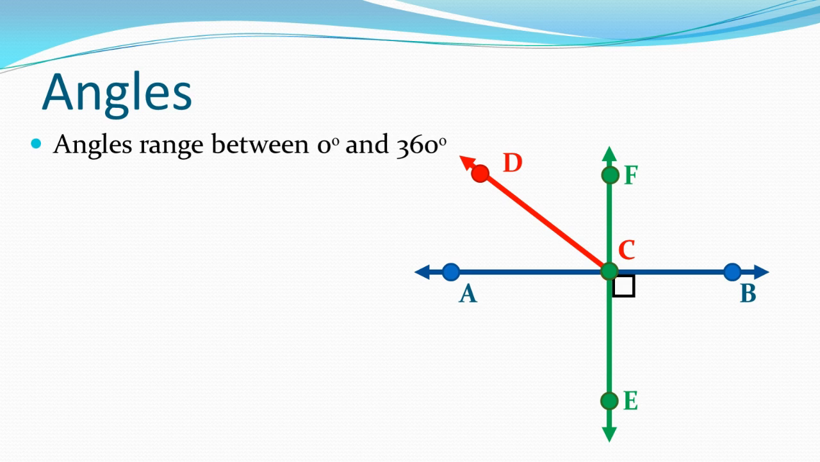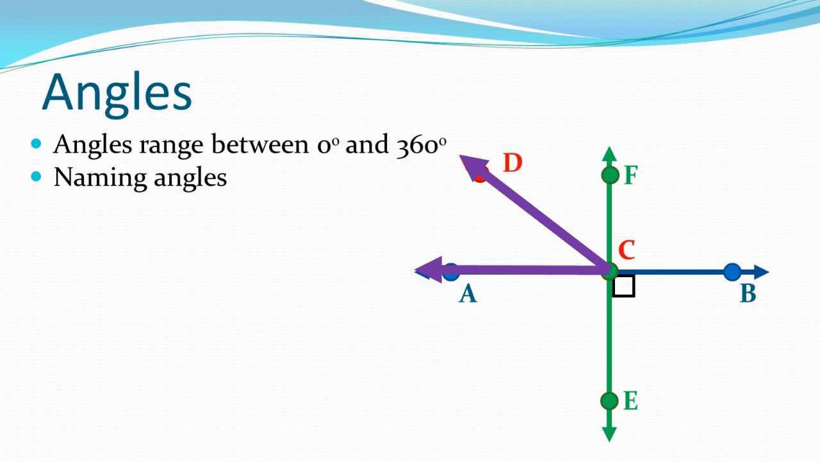Angles range between 0 degrees and 360 degrees. One full turn around is 360 degrees. If I spun ray DC like the hand of a clock, it would cover 360 degrees all the way around. When we refer to angles, we usually refer to the points that make up the lines and rays that compose the angle. So let's name some angles.